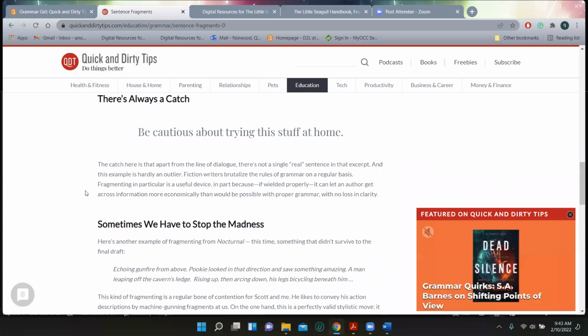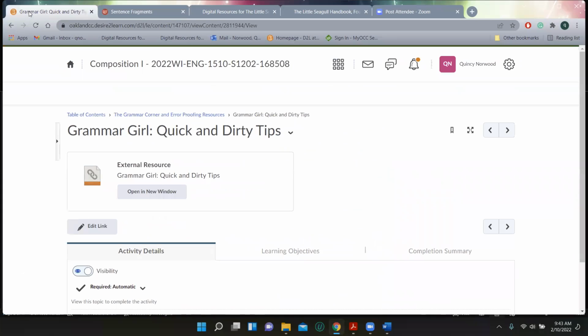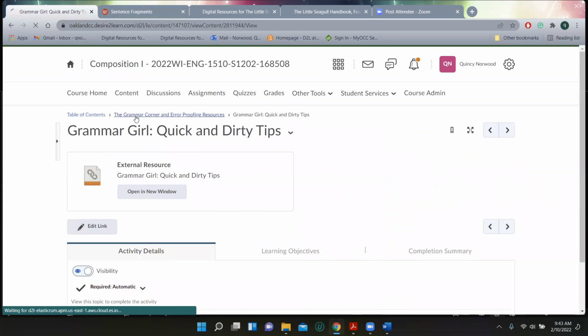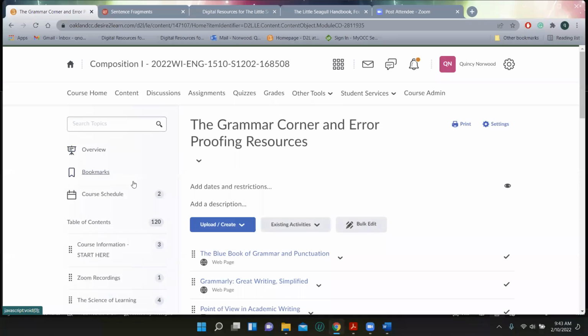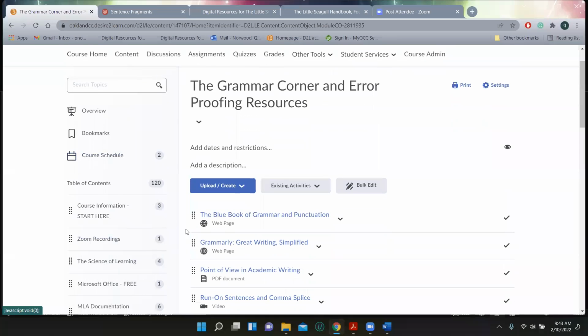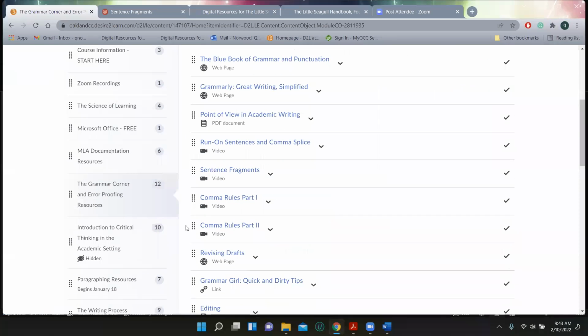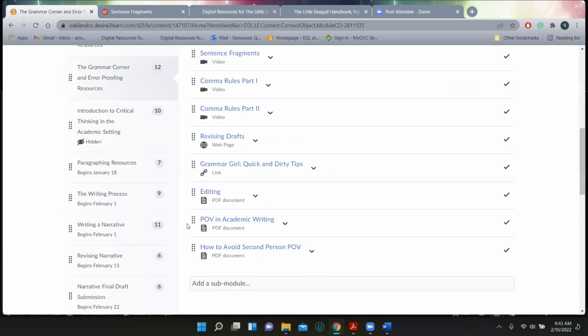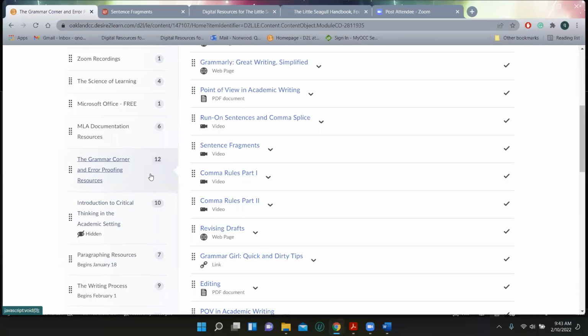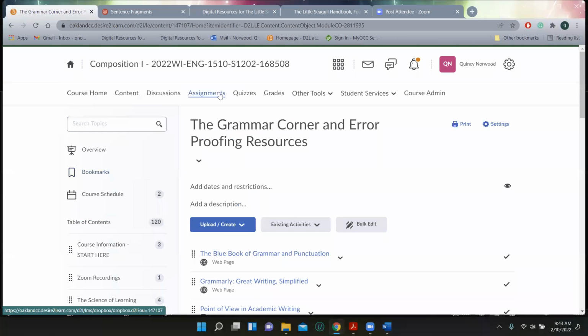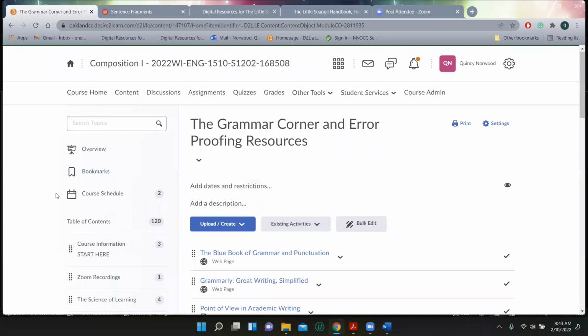So this grammar resource module, some of this stuff we'll go over in class, but most of it we won't, because I don't want that to be the focus of this class. But if you need some help, or if I put on your paper, start paying attention to run-ons or comma splices or fragments or whatever, check out this module. That was the last thing.